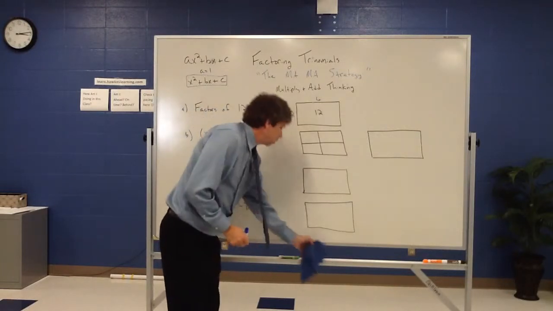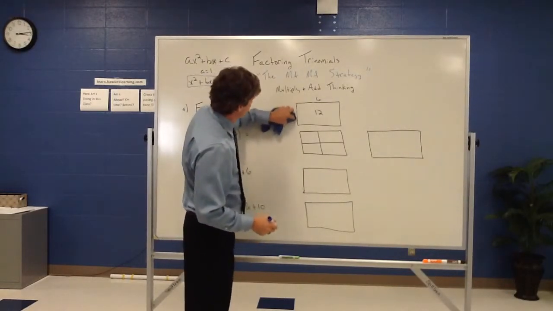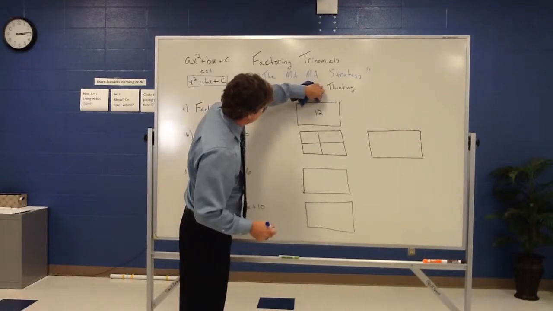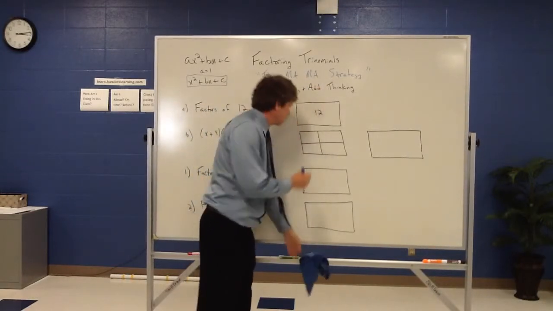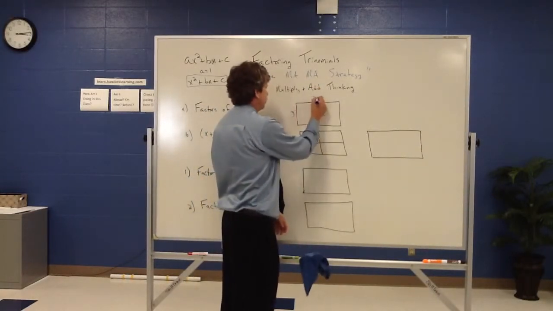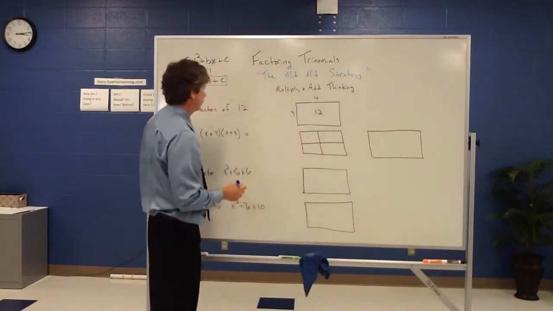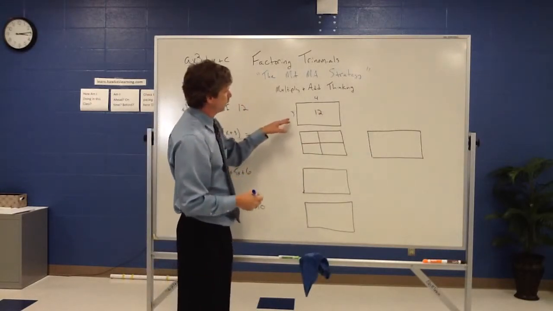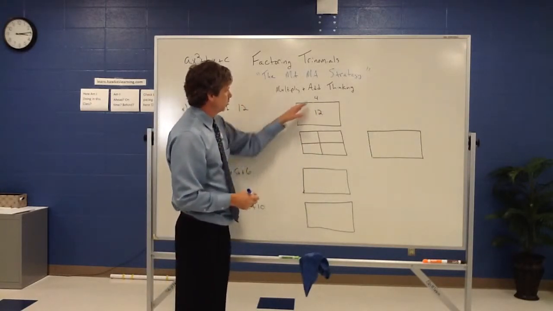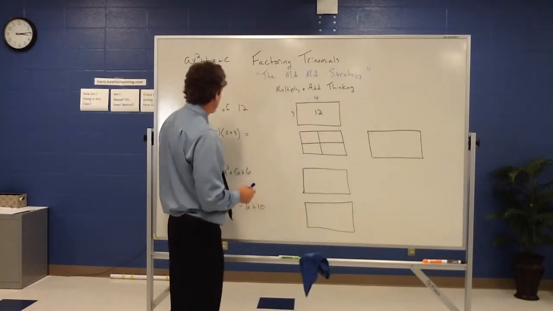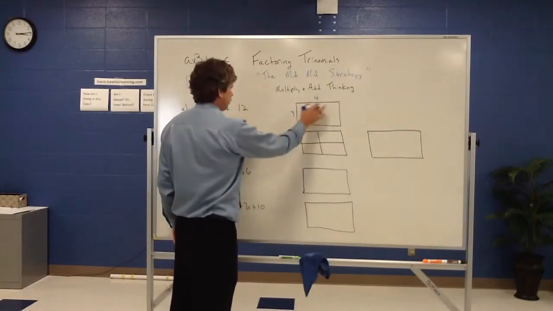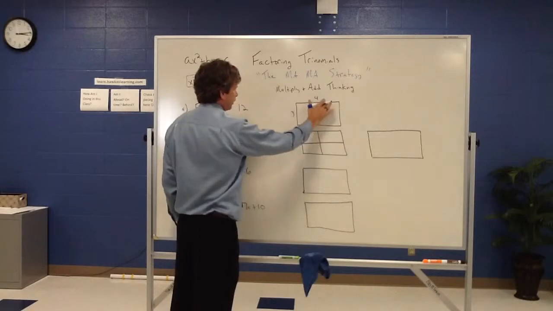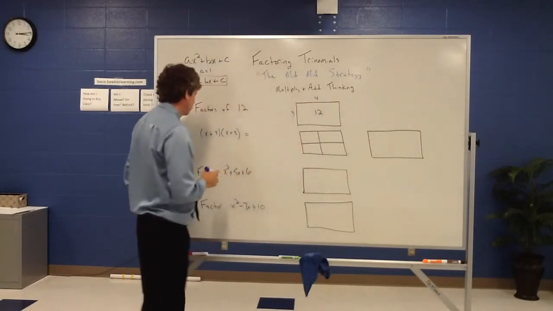Or we could have also had a 3 and a 4. So 3 could have been here, 4 here. So there are various factors here for these edges. So I could have had a 1 and a 12, a 2 and a 6, or a 3 and a 4. So again, the 12 is kind of the area of the box. The factors are the edges.